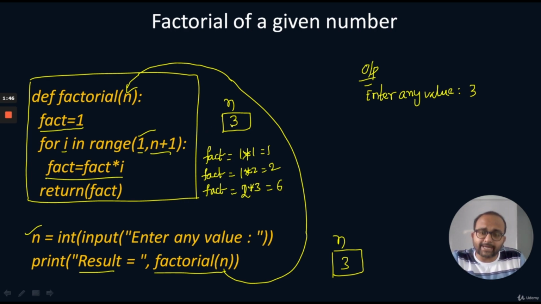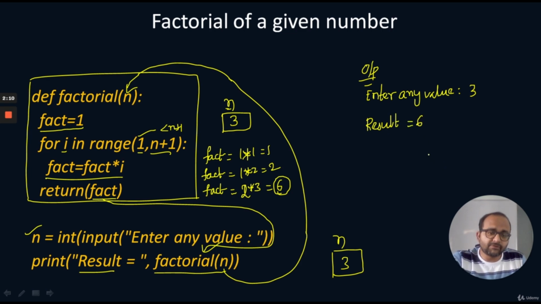So this is going to iterate from 1 to n, right? Because it is always less than n plus 1, which means n. Finally, the value of fact will be 6, and it is going to return the fact value, which is 6. That is going to be displayed here, and the result is equal to 6. 3 factorial is nothing but 3 into 2 into 1, value will be 6. In the same way, we got the result for the factorial of a given number.